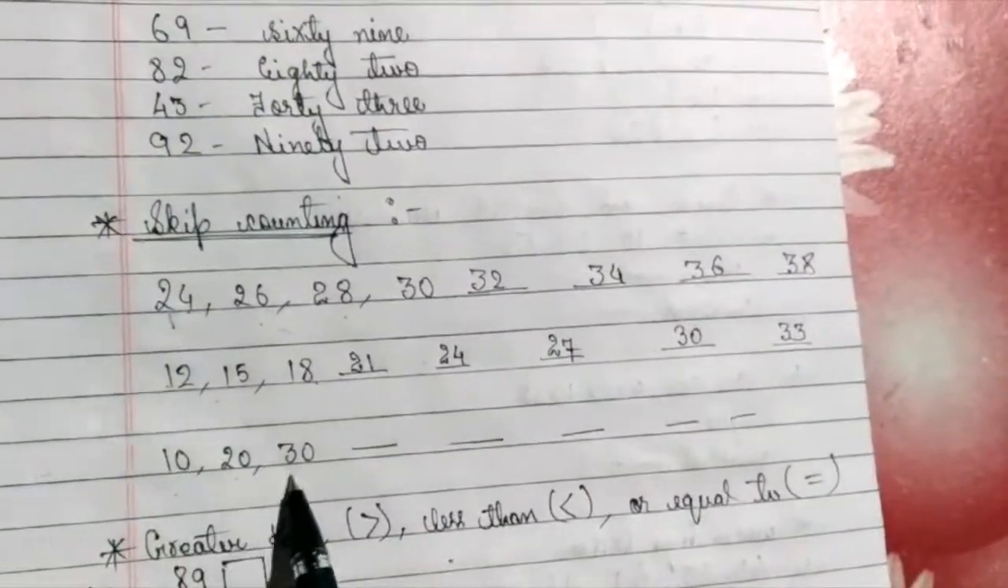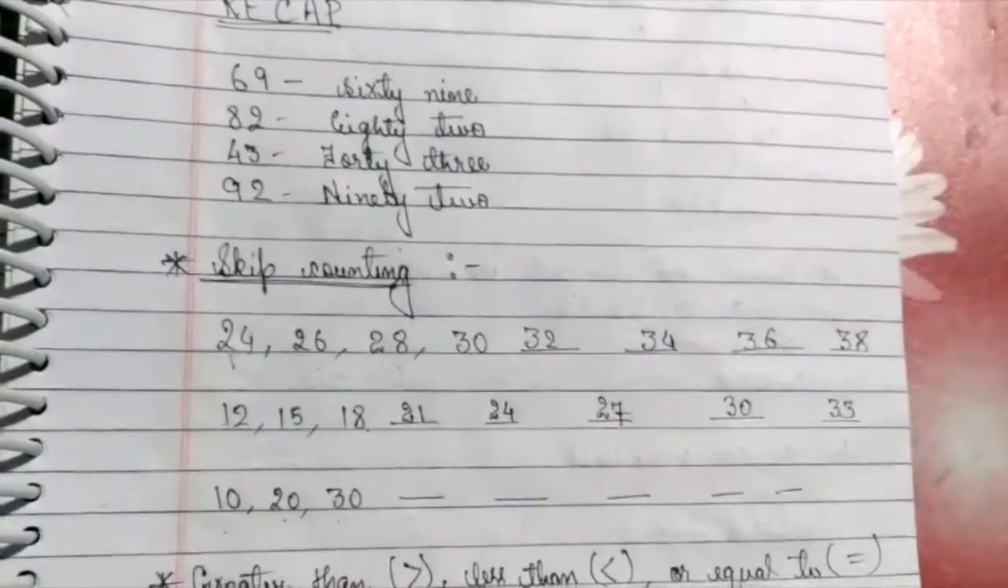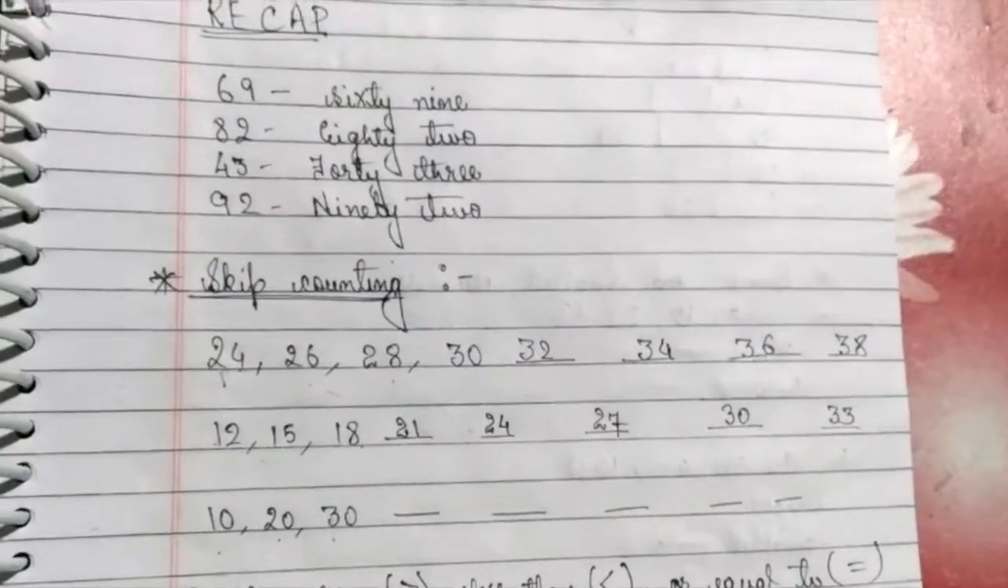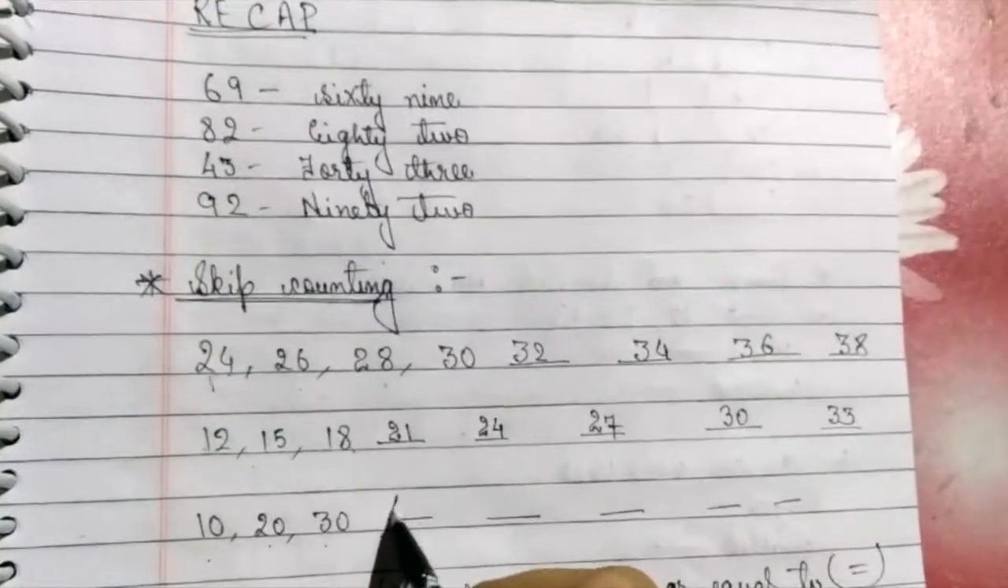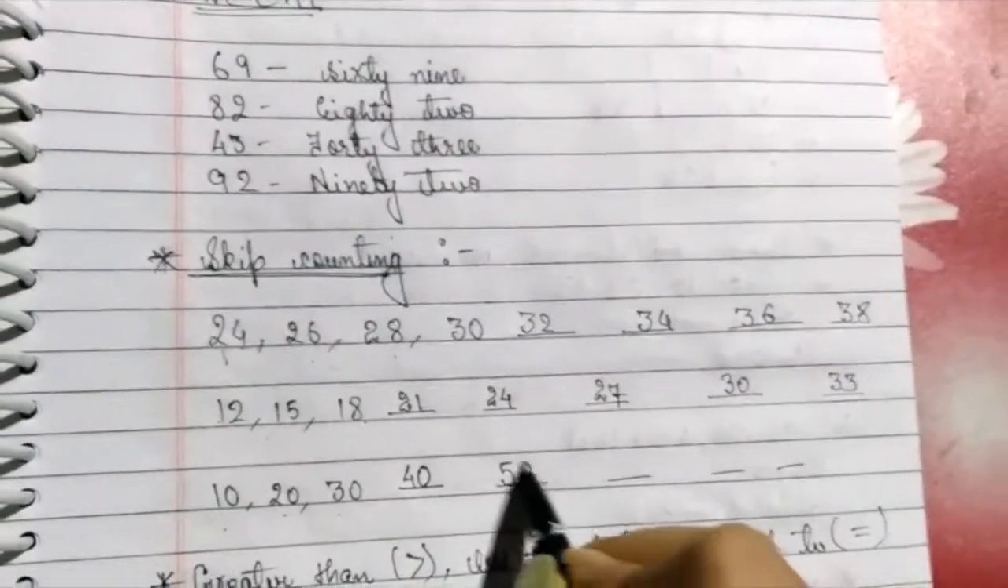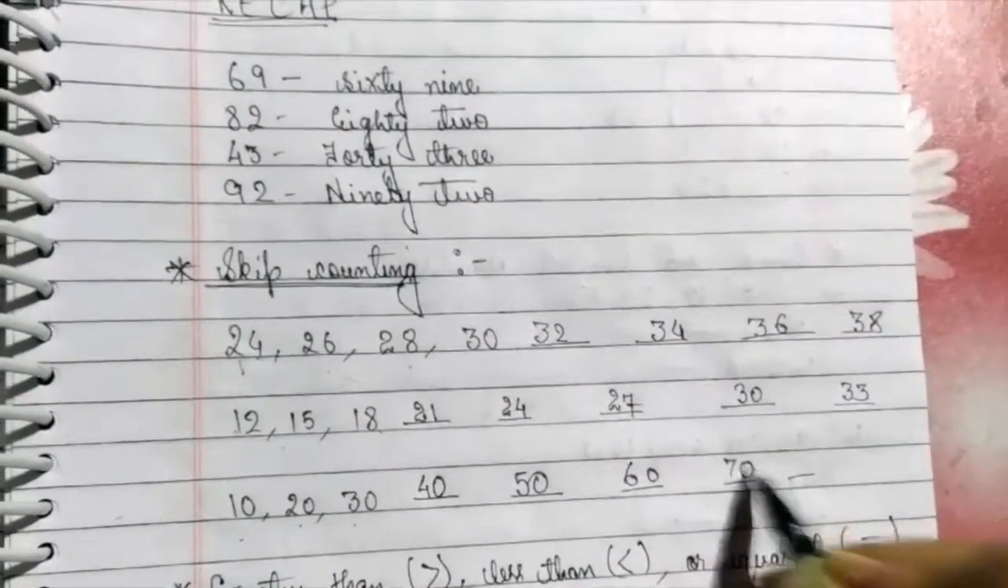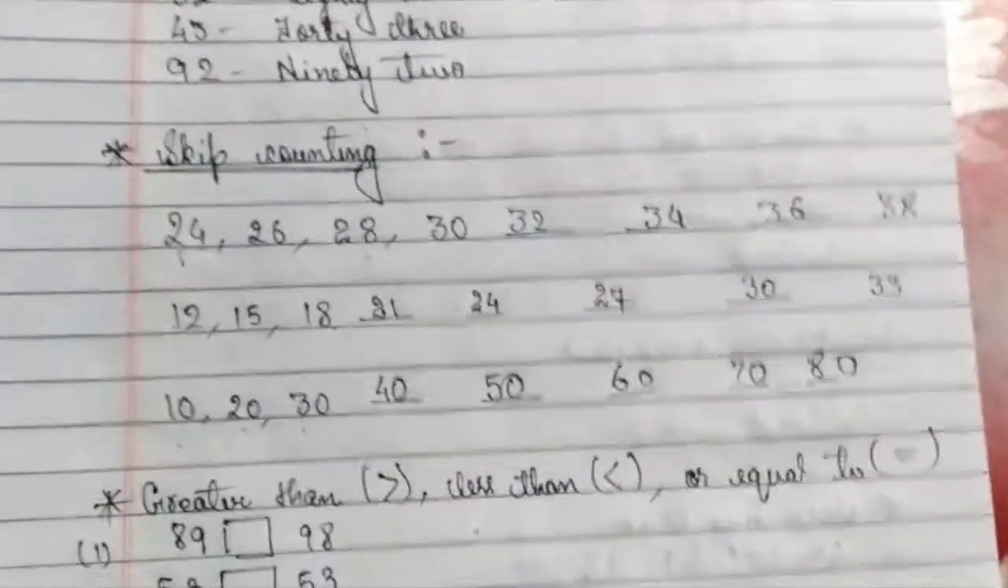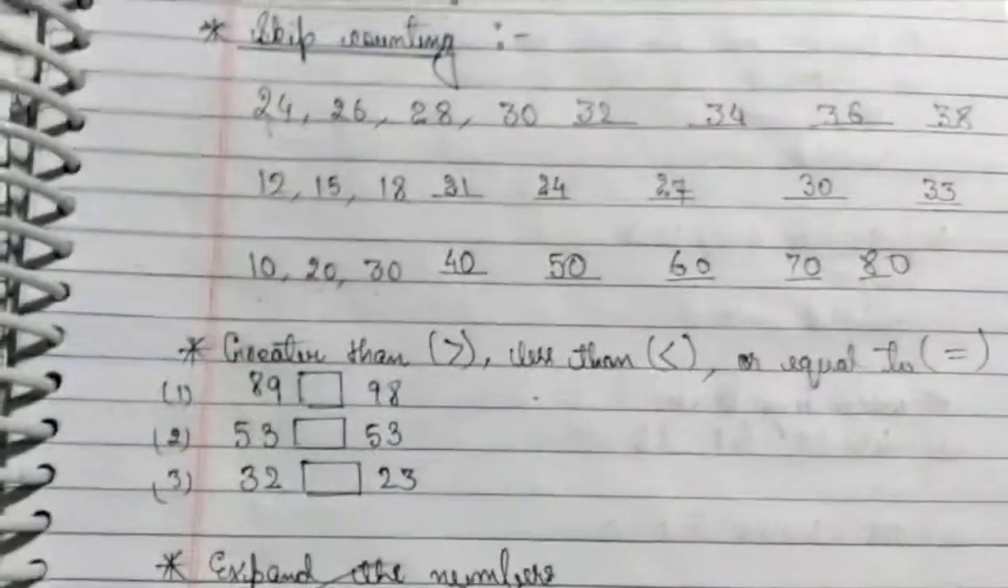Now see, here it is 10, 20, 30. In this we are skipping 10 digits. So after 30 will be 40, then 50, 60, 70, 80. Everything you have learned in class 1, so we are just recapping.